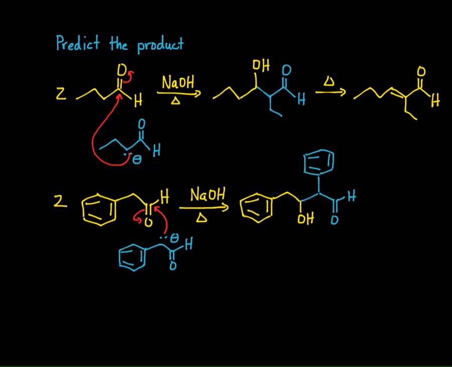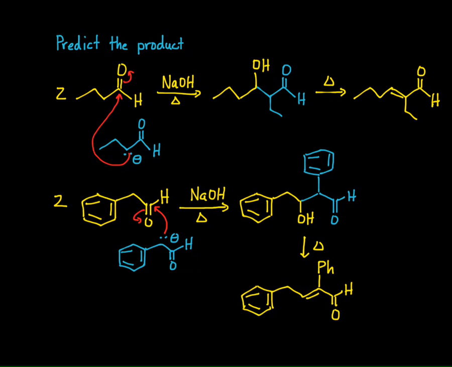And then, of course, when I heat this up and think about the product that results from it, again, I'm going to form a double bond between the alpha carbon and the beta carbon to which the hydroxide is attached. And therefore, the double bond goes right there. And that's my product that forms.